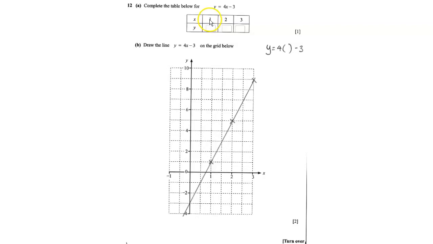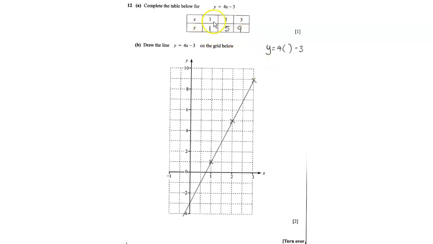So if we take the 1 to begin with and put it into here, we can say 4 times 1 is 4, take away 3, and that should be 1. Next one is 4 times 2 is 8, take away 3, and that should be 5. And then 4 times 3 is 12, take away 3, and that should be 9.